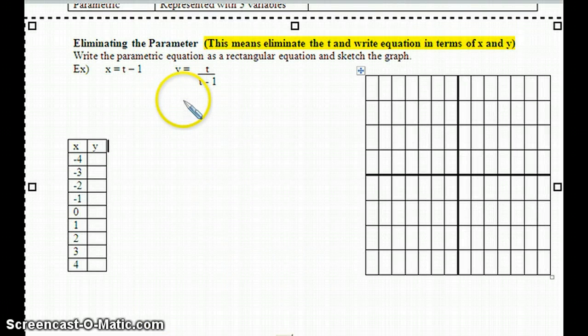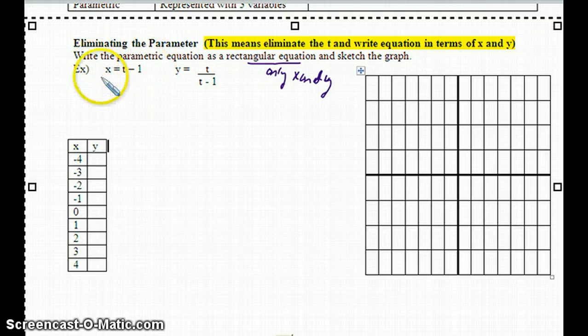So here's an example of an equation that has a parameter in it. Notice that you have an equation here, x equals t minus 1 and y equals t over t minus 1. So we can see that our third variable is the t here. If I'm asking you to eliminate the parameter, what we want to do is make it so that we're used to graphing in terms of a rectangular equation. A rectangular equation will have only the x and the y. So I'm going to have to eliminate the t value somehow.